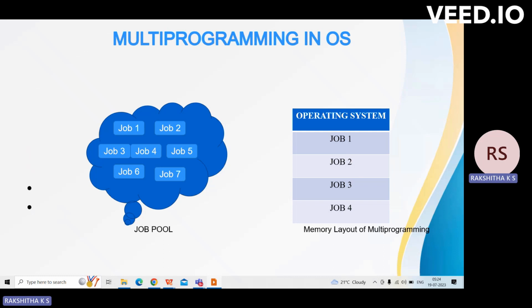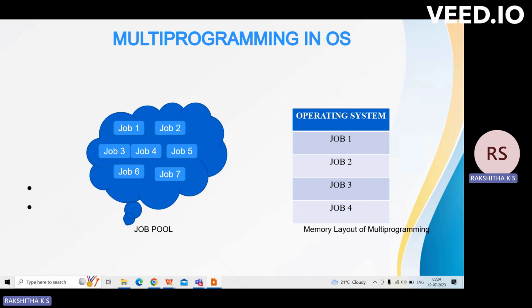Once job 1, program 1, completes execution, it is removed from the main memory. Then the space that becomes free can be given to other programs which are already present and eagerly waiting in the ready queue. So the main thing in multiprogramming in the operating system is that multiple programs run at the same time.